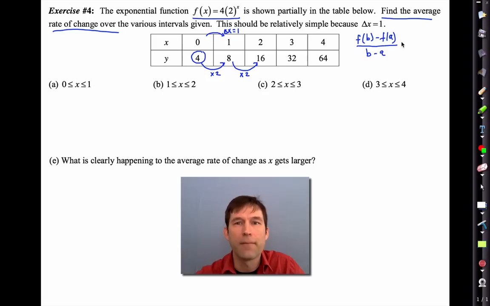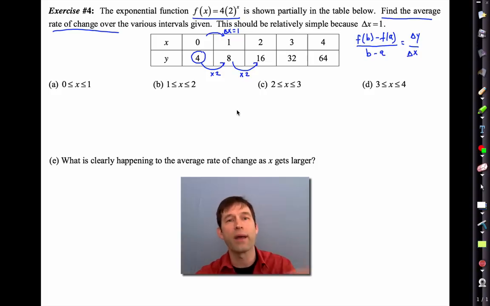Formulas can be a bit annoying. They're great because they're algorithmic, but there's all sorts of letters. Look, hopefully this doesn't make it worse, but it's the change in y divided by the change in x, right? It's how much y goes up divided by how much x goes up.